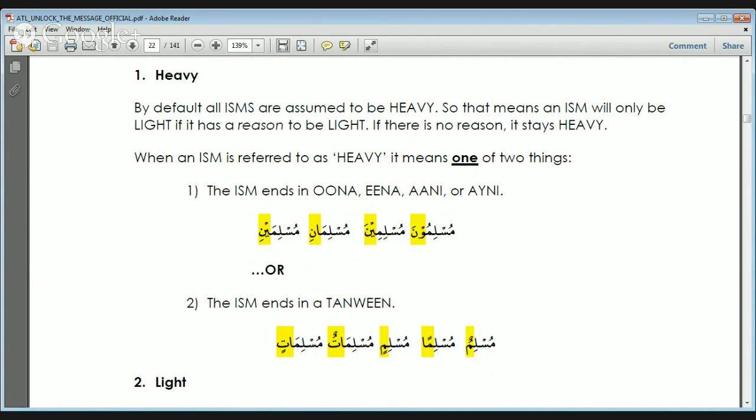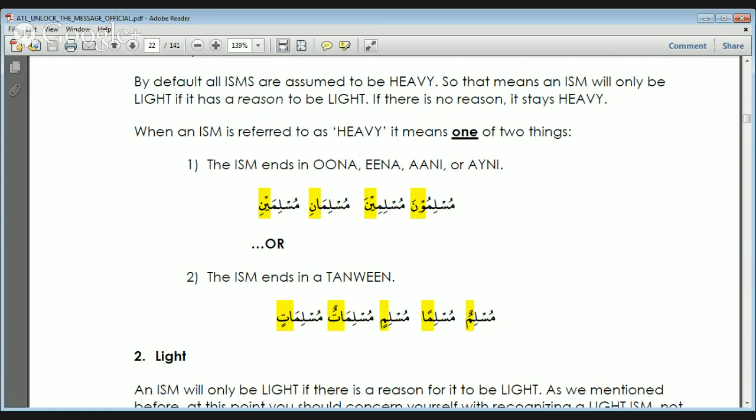That's the first one. Okay. Una, ina, ani, aini. And the second reason that an ism can be heavy is that it ends in a tanween. Muslimun, musliman, muslimin. Muslimatun, muslimatin. Now let me ask, muslimuna.